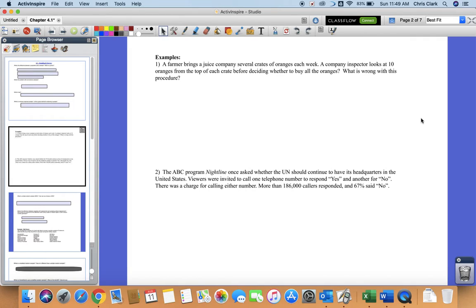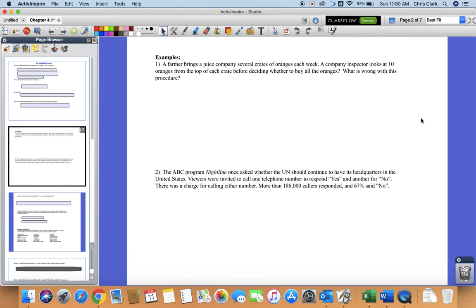Number two says the ABC program Nightline once asked whether the UN should continue to have its headquarters in the United States. Viewers were invited to call one telephone number to respond yes and another for no. There was a charge for calling either number. More than 186,000 callers responded and 67% said no. So this is an example of a voluntary response sample.